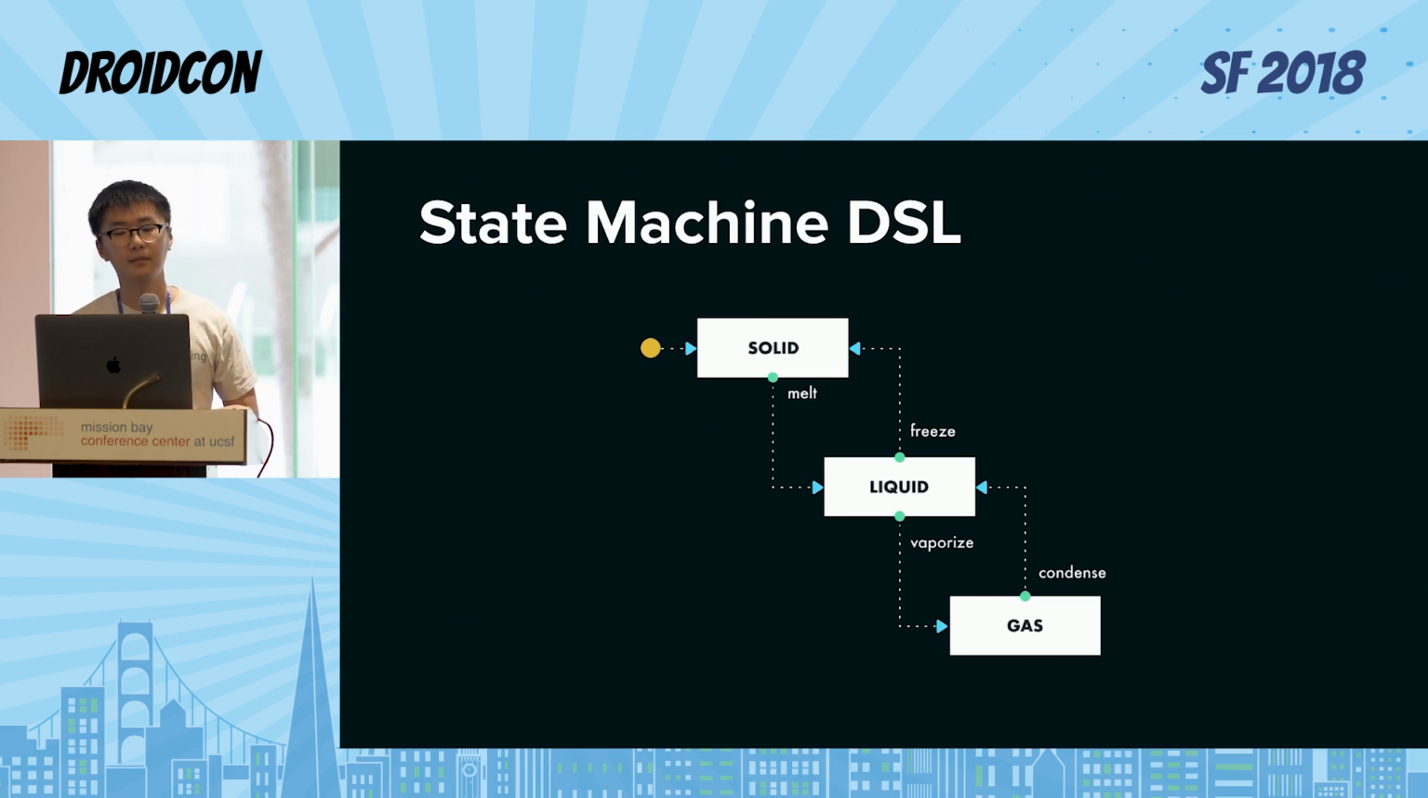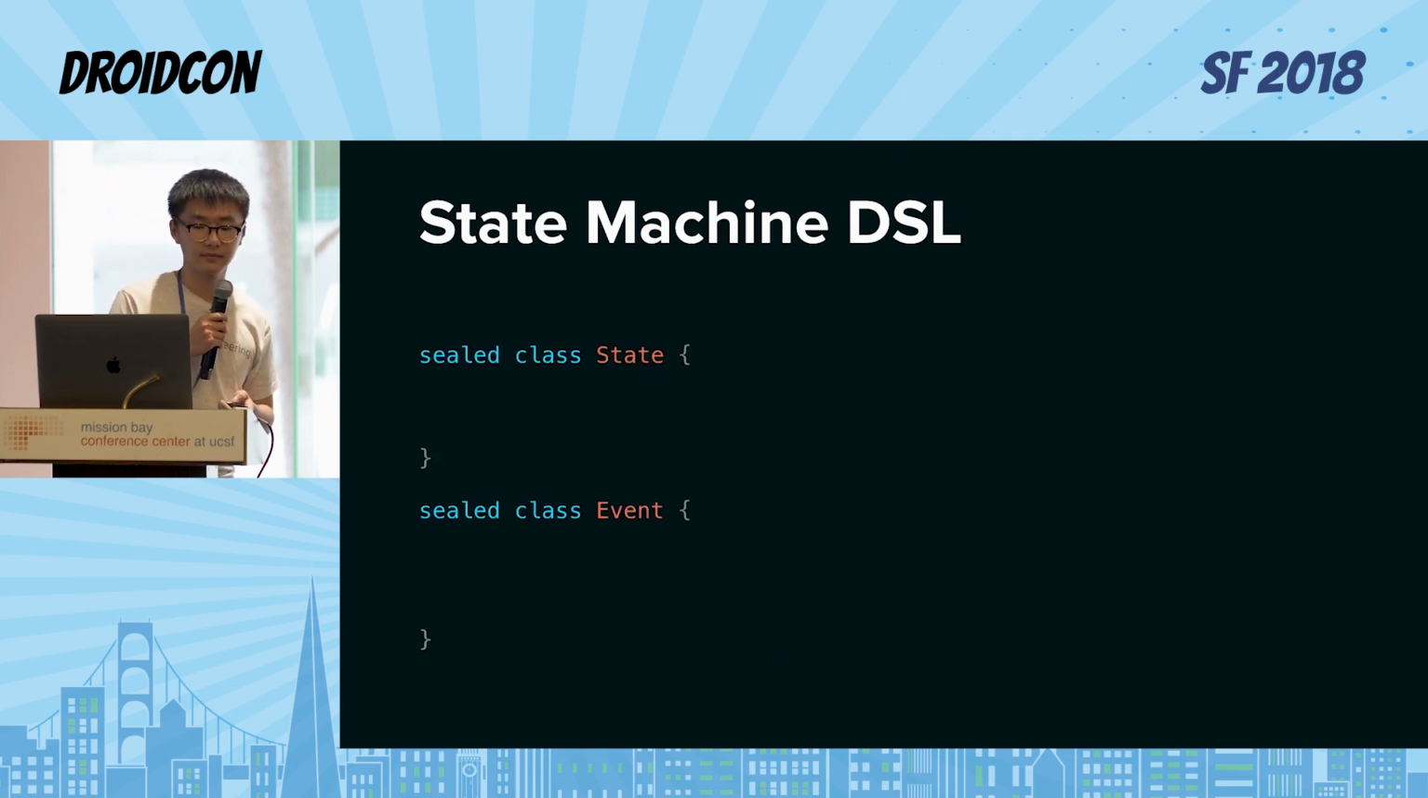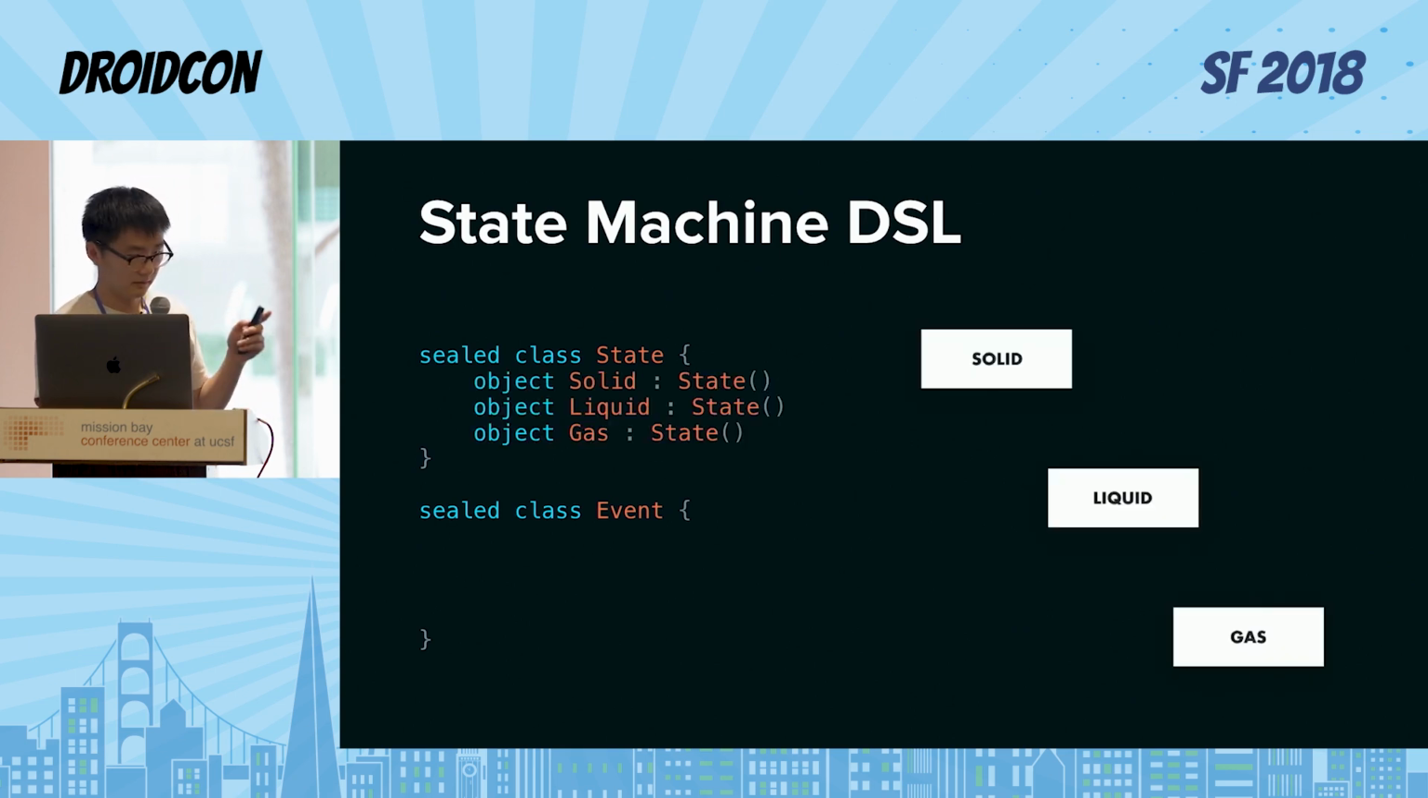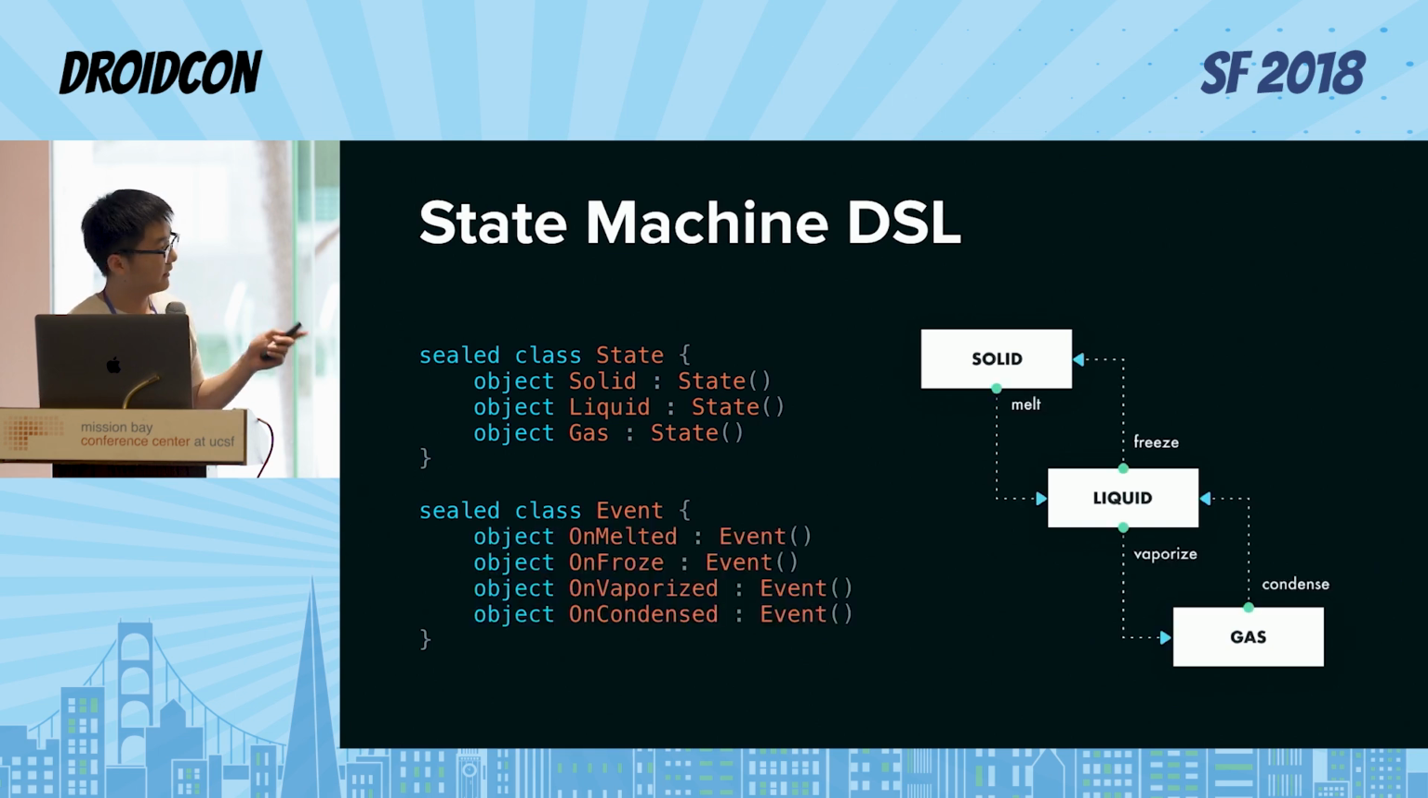This is a water state machine. We all know that water has three states. It can be solid, liquid, and gas. And there are 4 possible transitions between them. Let's model the state machine in Kotlin. First, we need to declare all the states. And then we need to declare all the events, which trigger the state transitions.